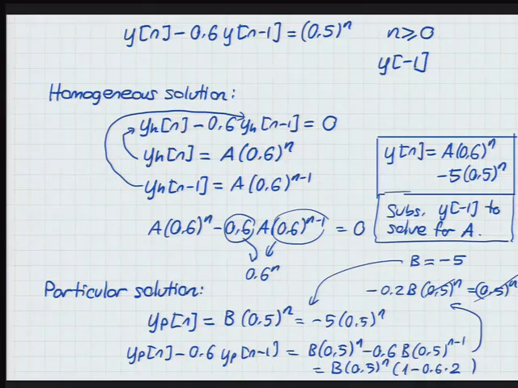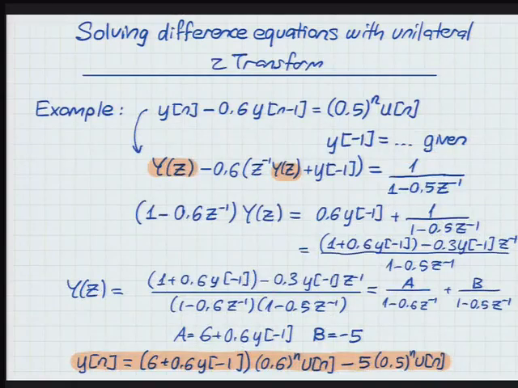But let's compare this solution to what we found using the unilateral Z transform. Really the same thing, right? So we had a times 0.6 to the n and minus 5 times 0.5 to the n. So naturally it gives you the same thing.